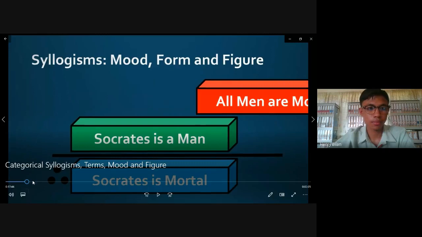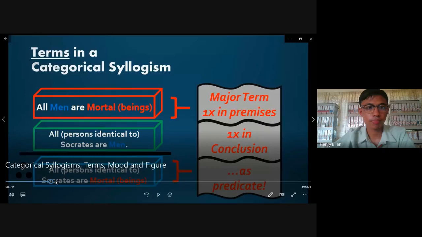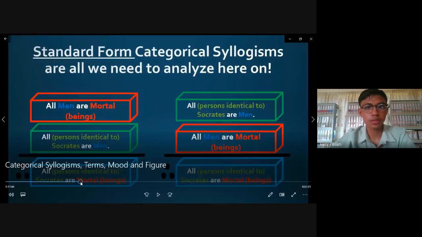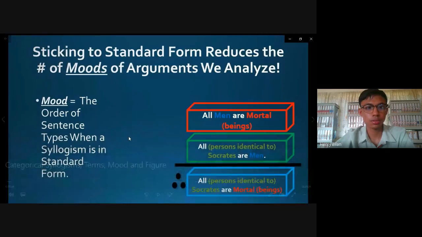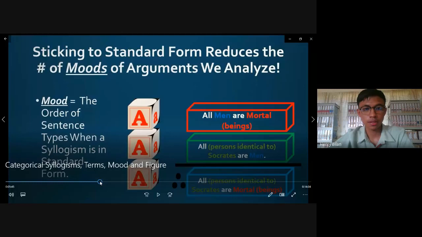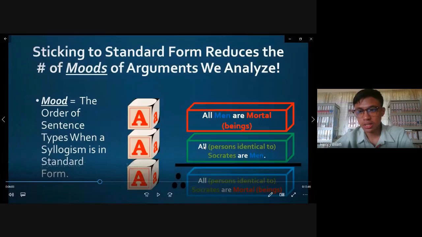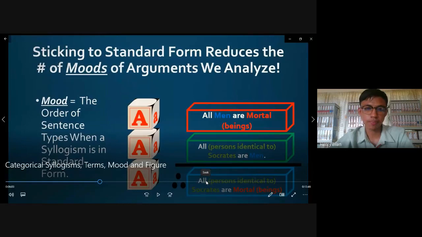Tapos na tayo sa term. Let's get to the mood and figure. Sinasabi dito, the mood is the order of sentence types when a syllogism is in standard form. Kaya ito, the AAA is the mood. All men are mortal, A proposition. All persons identical to Socrates are men, another A proposition. And the conclusion is also A. That's why we have AAA mood. As simple as that, that is the mood.